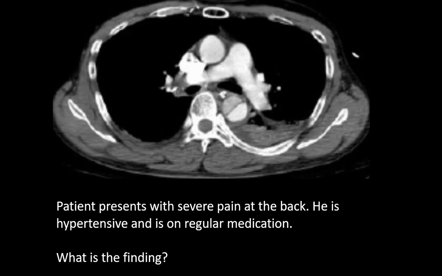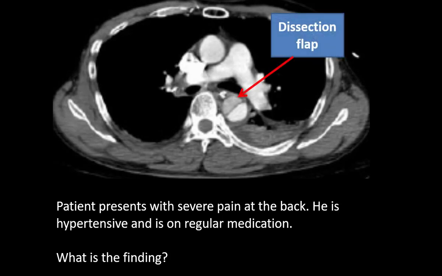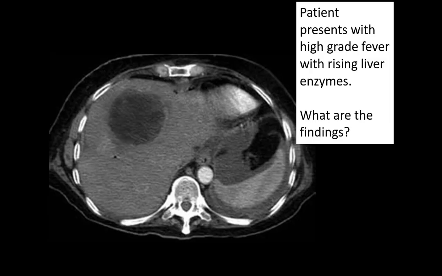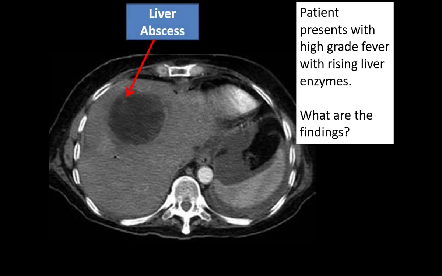A patient presents with severe pain at the back. He is hypertensive and is on regular medication. What is the finding? Yeah, there is aortic dissection. You can see a flap here. So this is a dissection flap. A patient presents with high-grade fever with rising liver enzymes. What are the findings? Abscess. There is a liver abscess.